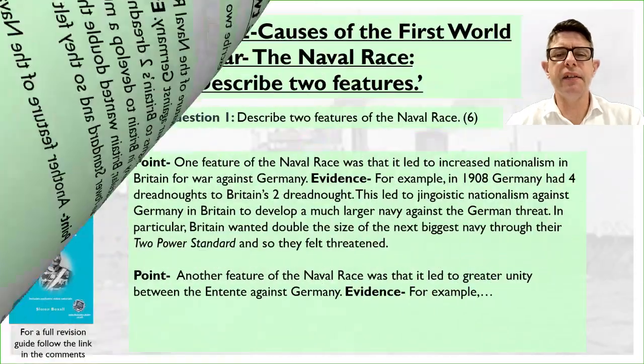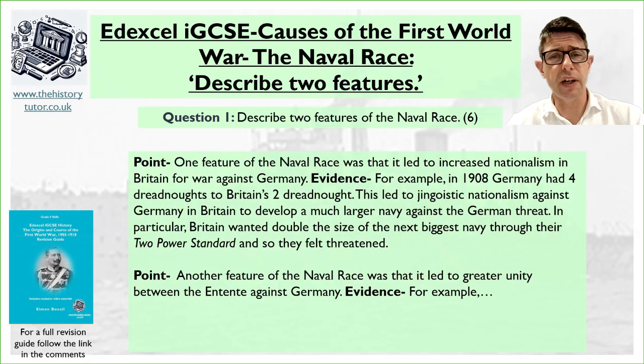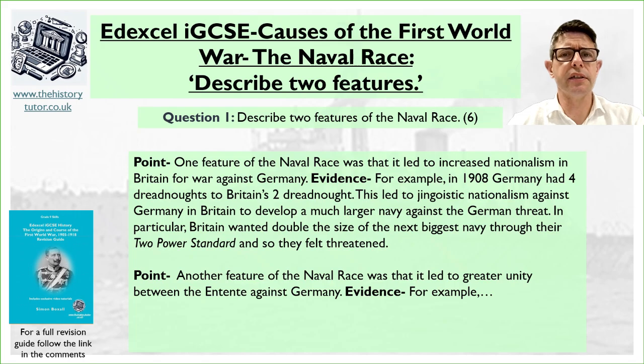Okay, so I said another feature of the naval race was that it led to greater unity between the Entente against Germany. So the Entente being Britain and France. Now we can back that up with some evidence. I talked about the Moroccan crisis. That might be a really good example. Test your understanding of the Moroccan crisis, of course, because you could get a question on that, and practice describing how that led to better relations between Britain and France. So pause me now and away you go.